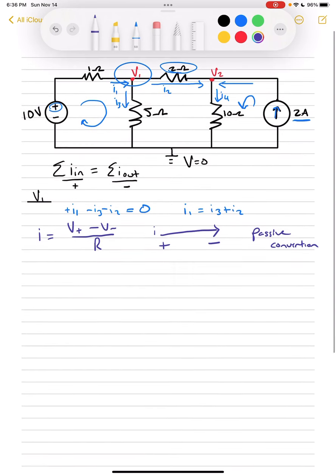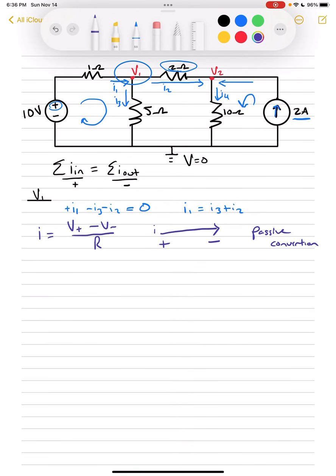So why don't we just go through and label real quick the passive convention for all of these resistors and currents so that we know and we don't mess anything up. So we can see that this arrow is going this way, so we're just going to put a positive here and a negative here. Again, we can see that it's going this way. We're going to put a positive here, a negative here. And a positive here and a negative here. And a positive here and a negative here.